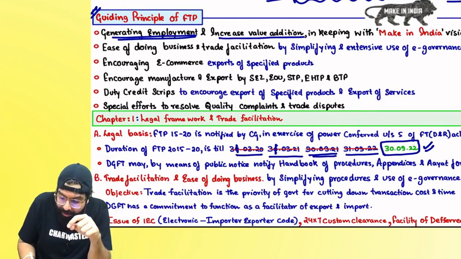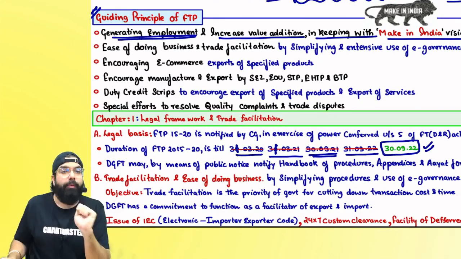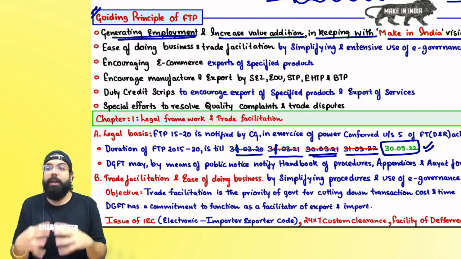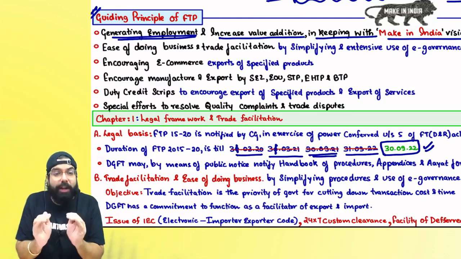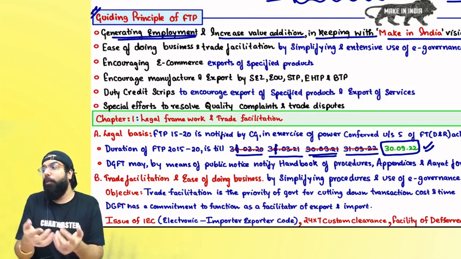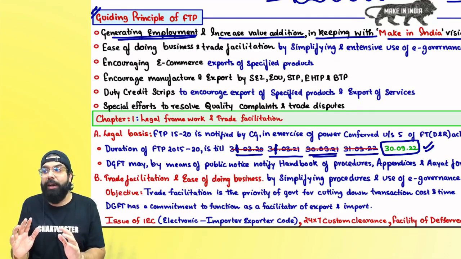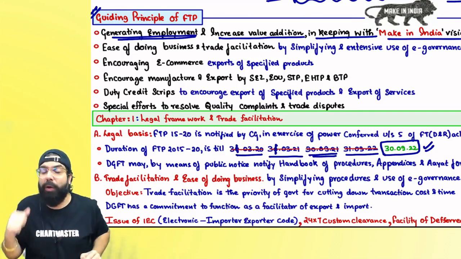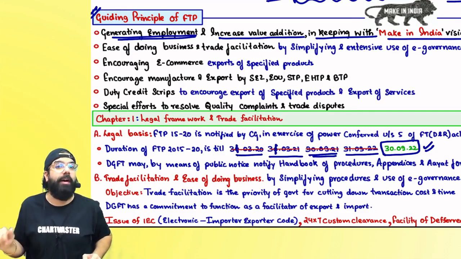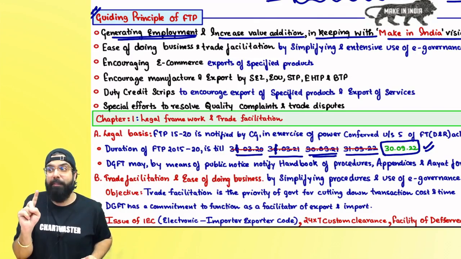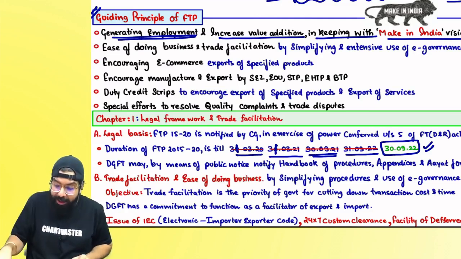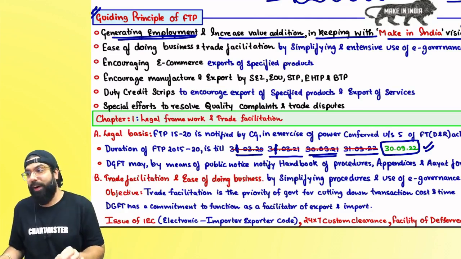Increased value addition, keeping in mind the Make in India vision. For the goods which are produced in India, a lot of value addition should be there so that Make in India is promoted. Maybe you get raw material from outside India, but in India you produce. For example, Tesla wanted to come to India. They were told, you set up a plant in India, we'll help you with everything. They wanted to generate employment and see that the Make in India vision is fulfilled.